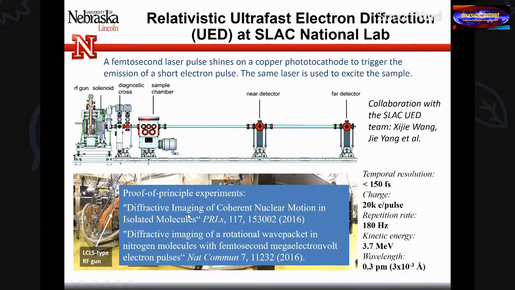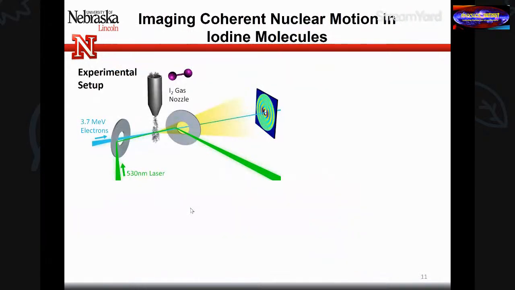So we did two proof of principle experiments. One was to look at a vibrational wave packet in iodine molecules. The other was to look at a rotational wave packet in nitrogen molecules. And I'll tell you now about the first of these two experiments. In this case, we use a laser pulse with a wavelength of 530 nanometers to excite the iodine molecules, and then we use an electron pulse to probe these excited molecules.